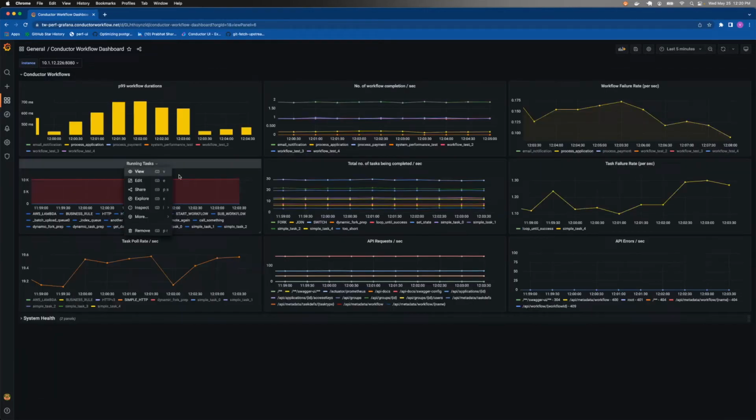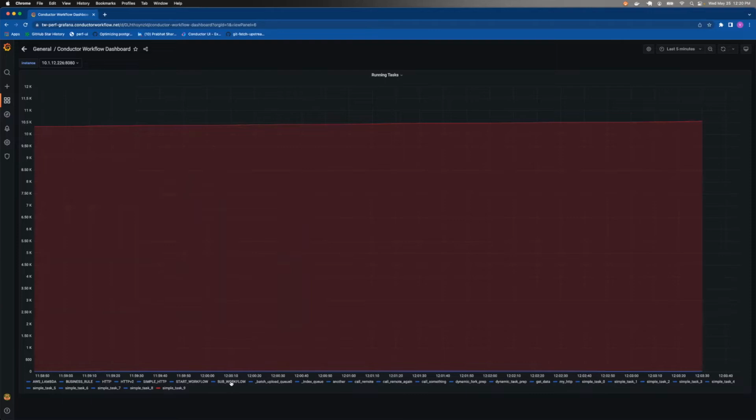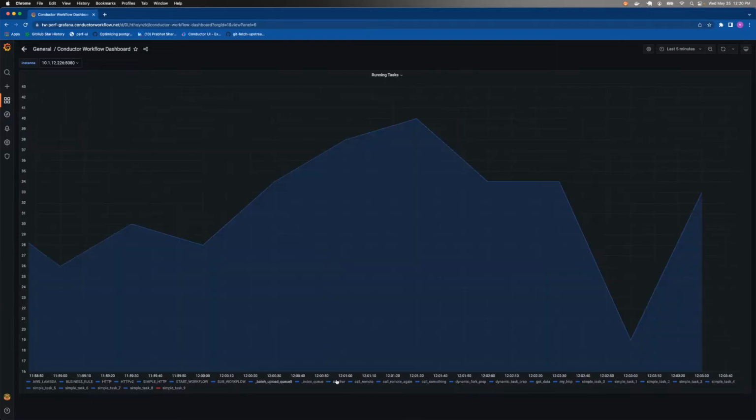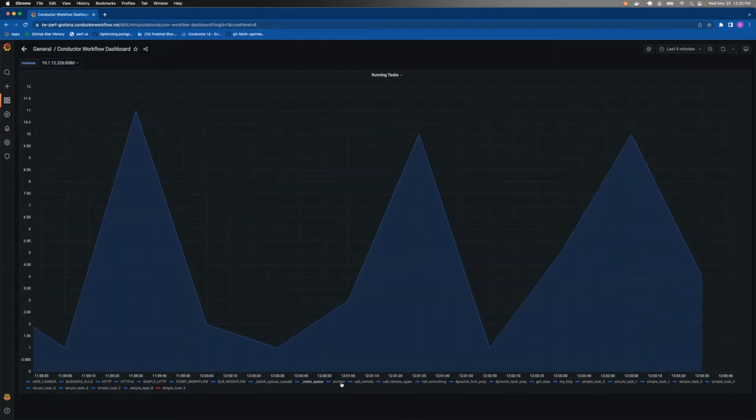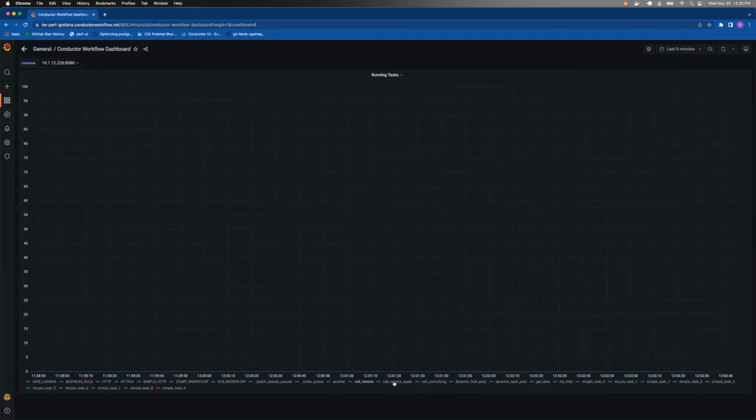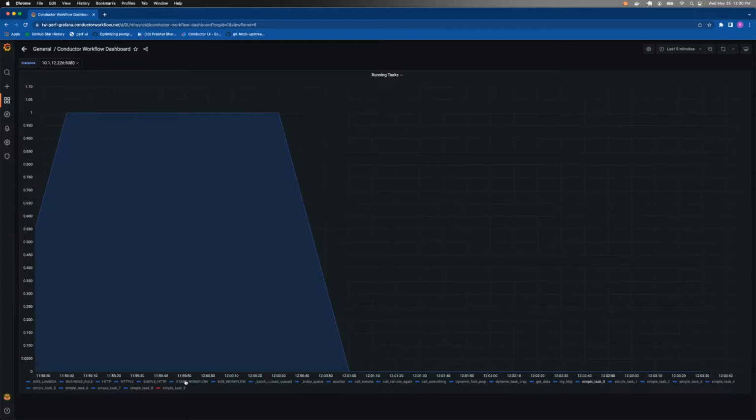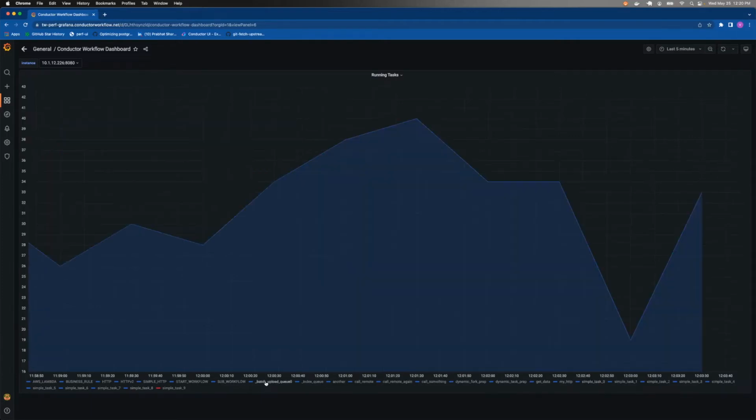The other important piece essentially is the number of tasks that are running. If you think about it, Conductor workflows are what? The workflow is a combination of tasks that are chained together. And what Conductor server basically does is it captures a snapshot of the number of tasks that are running at a given point of time and publishes the metrics.